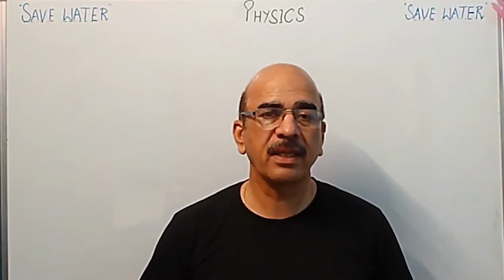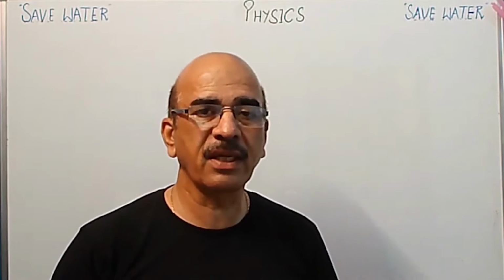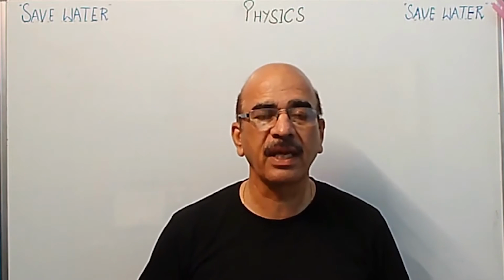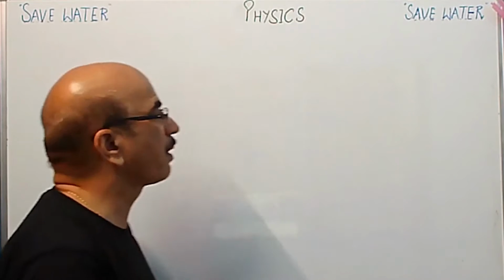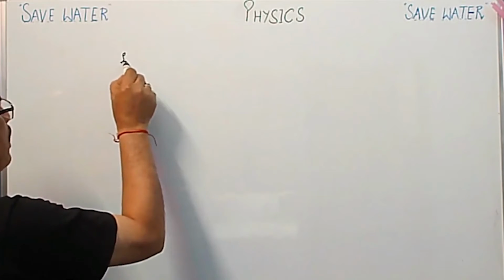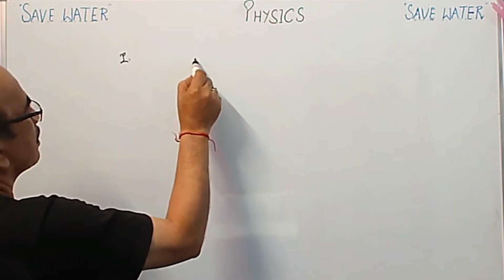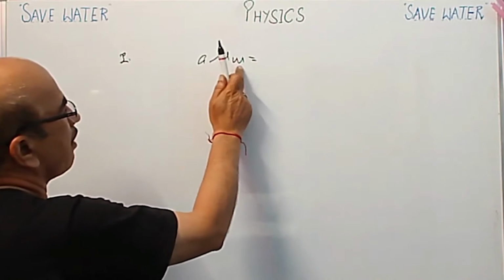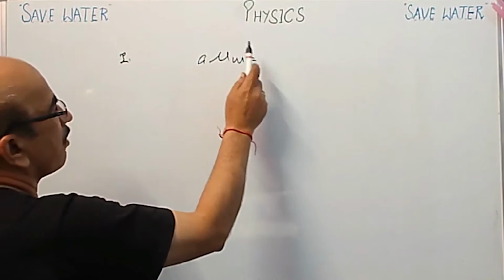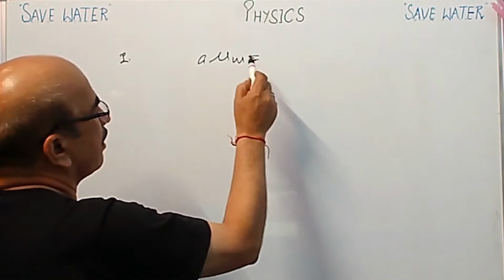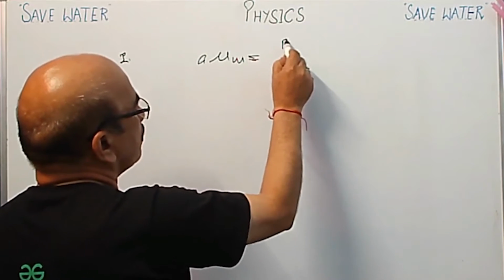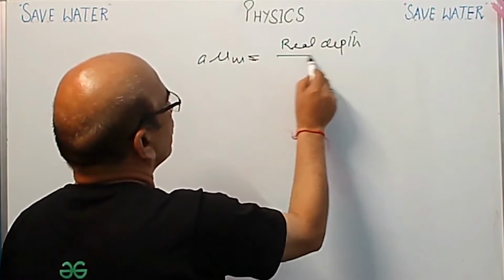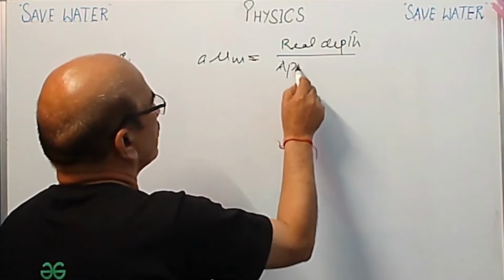Okay, so now let's start the session, and before starting, a quick revision of the formulae of apparent depth and real depth. So I'm writing the first formula which we used here. The first formula is refractive index mu m, where m is the medium in which the object is lying, and it is equal to real depth upon apparent depth.